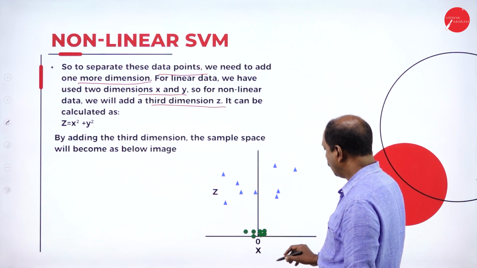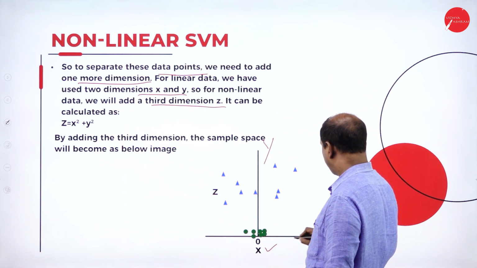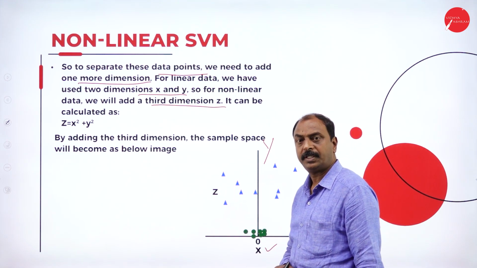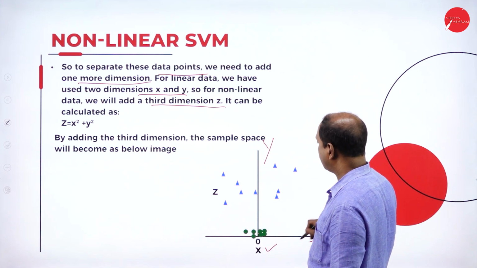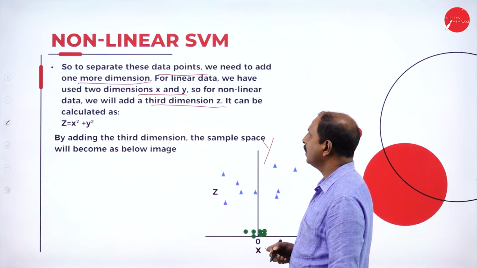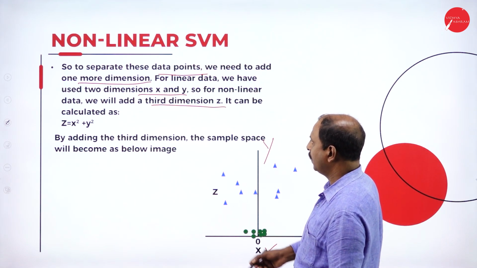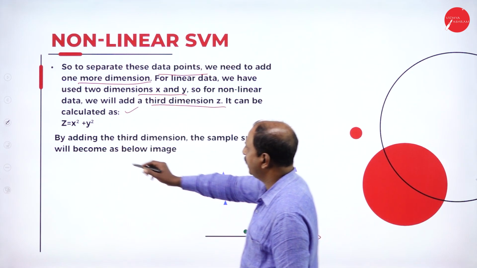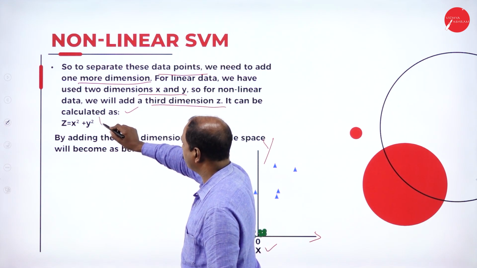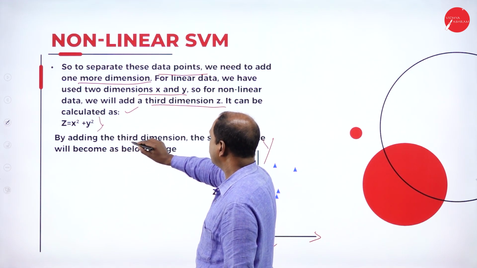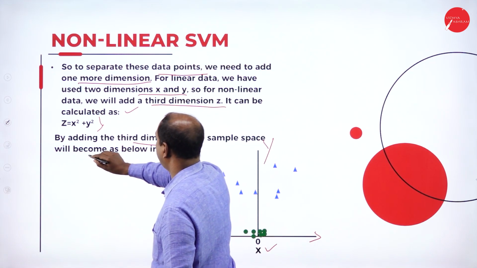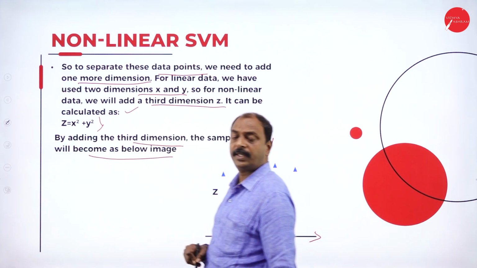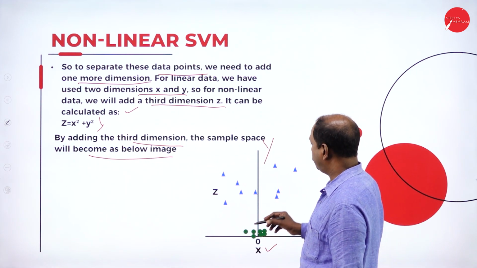Now look at the diagram here. This is the x axis, this is y, and this is z. So here you can make out there are three dimensions. It is an example for a three-dimensional workspace. So now it is non-linear SVM. It can be calculated as z equals x squared plus y squared. This is the formula to find out the value of z. By adding the third dimension, the sample space will become like this. So by using the third dimension z, we can visualize this picture like this.